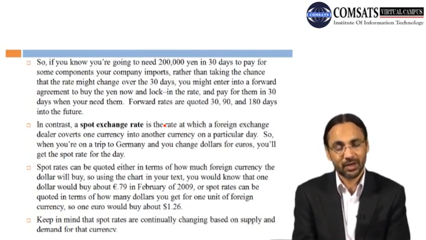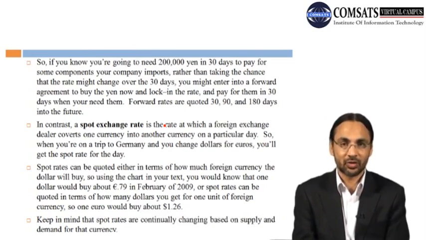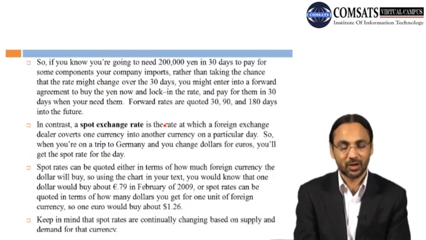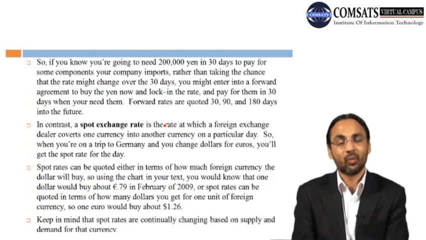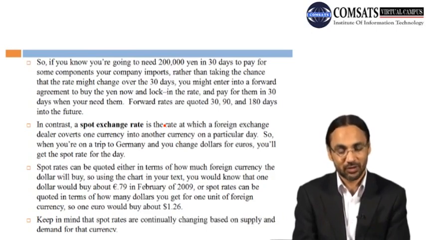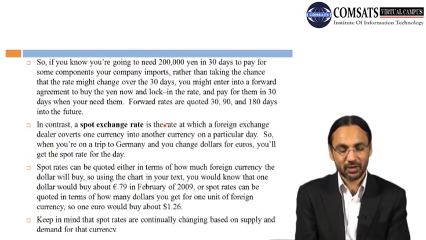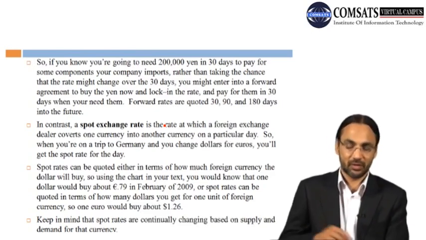The exact meaning of this is you can say $1 is equal to 101 rupees, or 101 rupees is equal to $1. If you look at it the opposite way, you have to divide, 1 divided by 101, and that will be the answer. In both ways you can talk about it. Keep in mind that the spot rates are continually changing based on supply and demand of the currency.